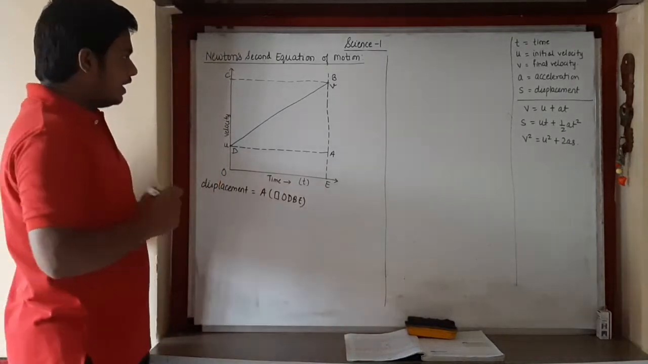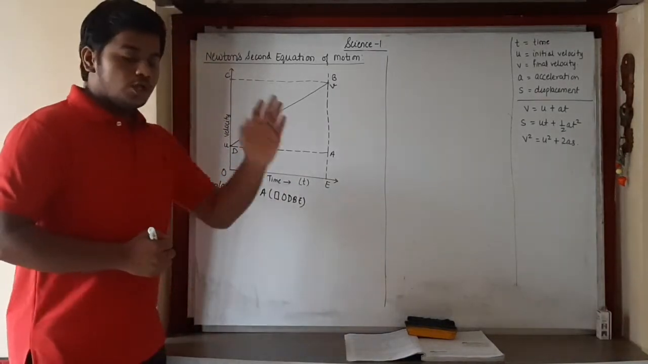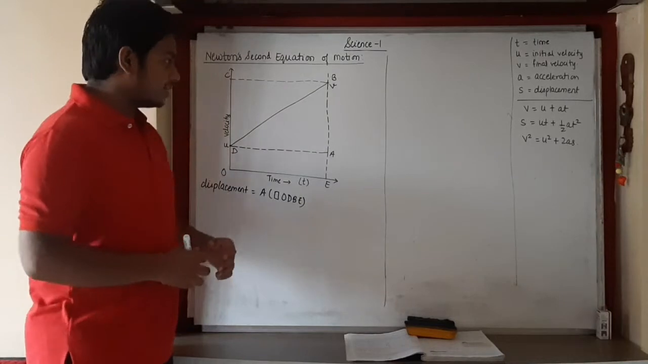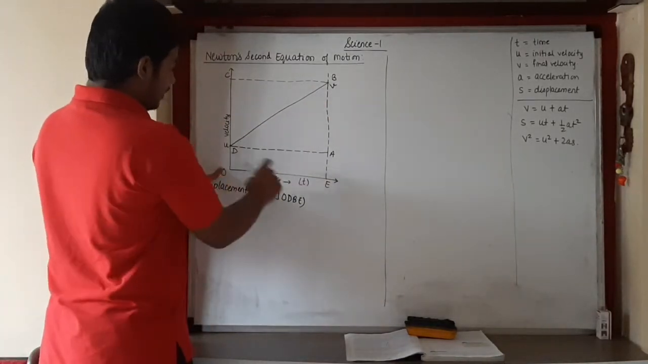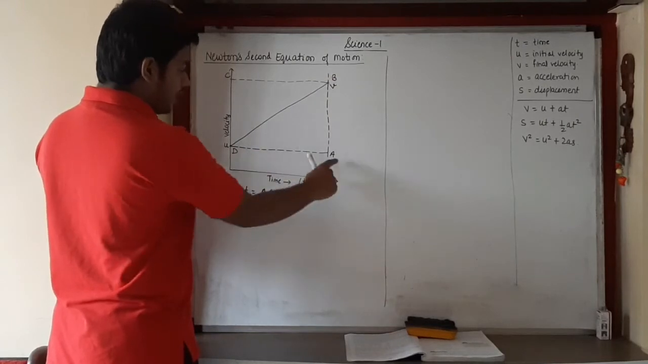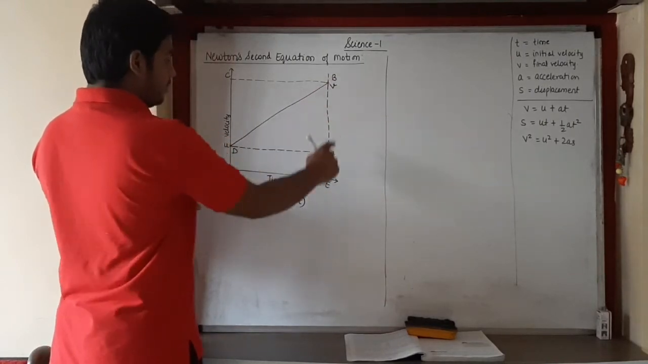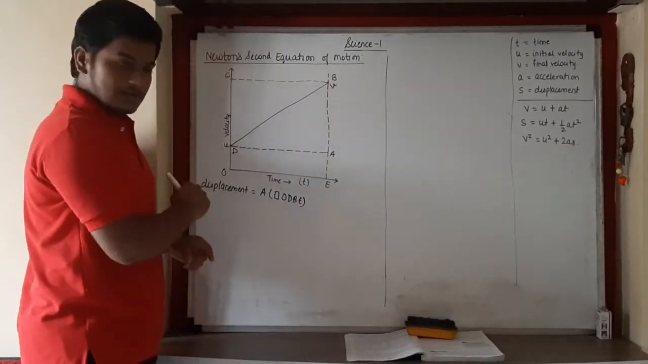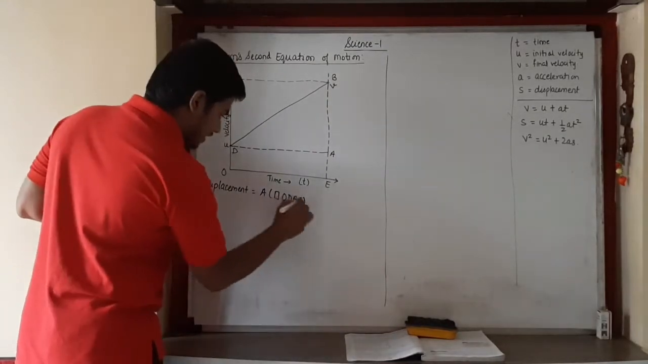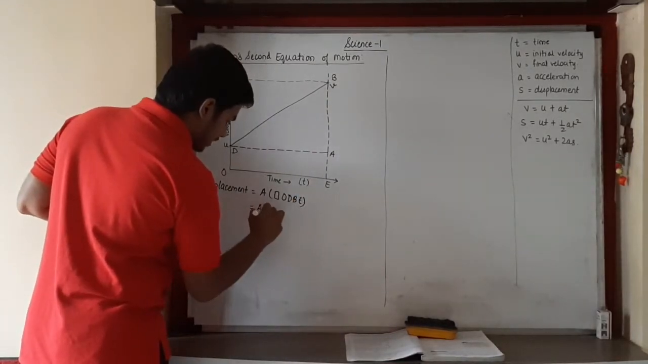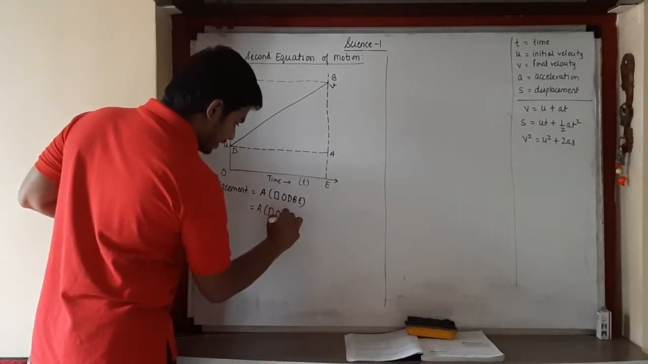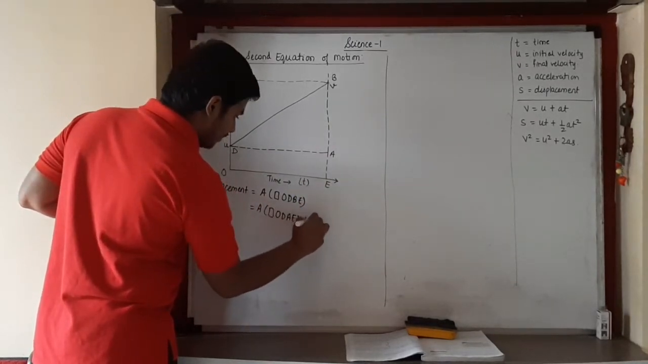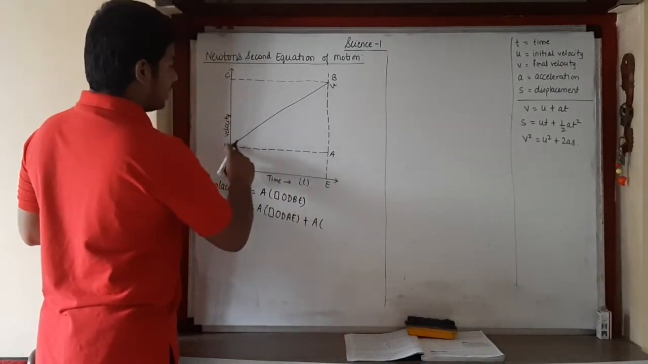Now ODBE, even though it looks like a trapezium, using the formula of trapezium we will get another equation. We can tell that ODBE is made up of a rectangle ODAE and DBA, a right angle triangle. Yes or no? So what we can say is, ODBE is nothing but area of quadrilateral ODAE, which is a rectangle, plus area of triangle DAB.